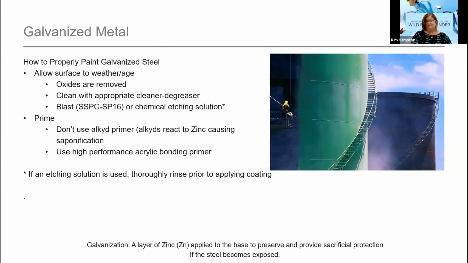One thing to note is to not use an alkyd primer because the alkyd will react to the zinc on the galvanized metal, causing saponification, which is a reaction that forms when water-soluble soaps interfere between the coating and the galvanizing.